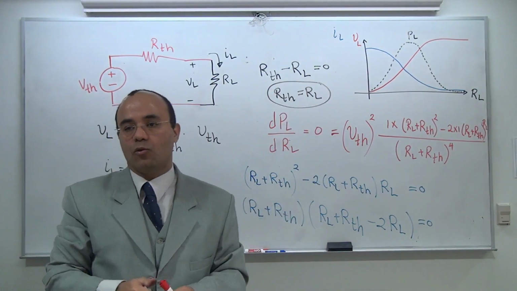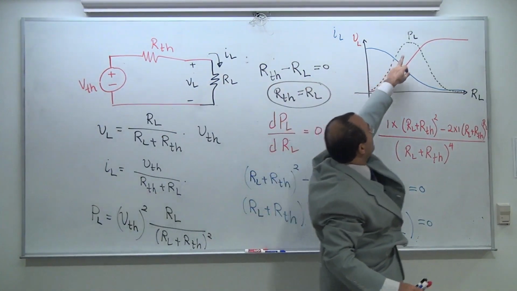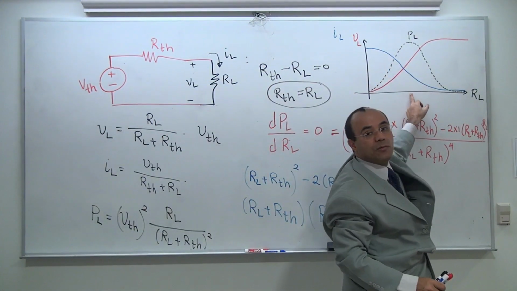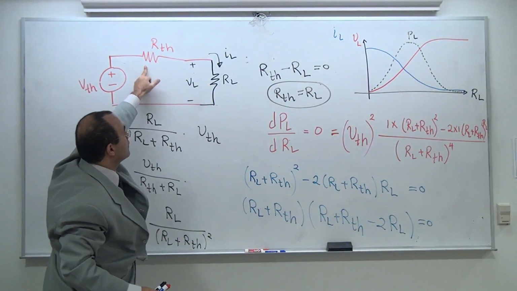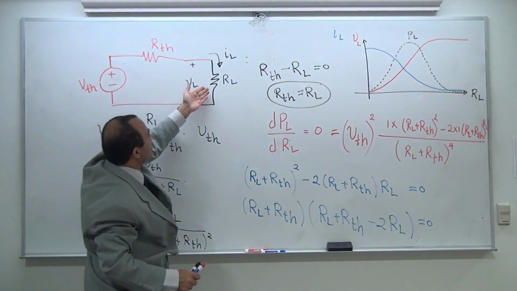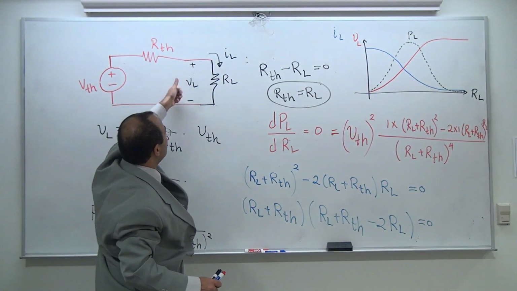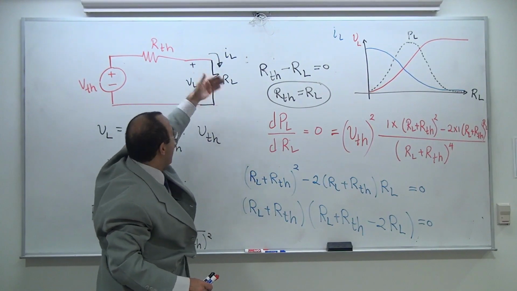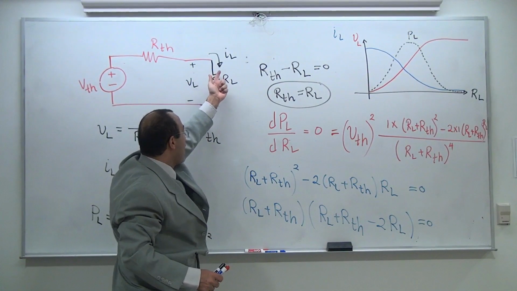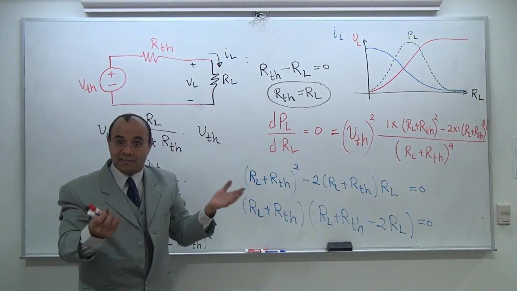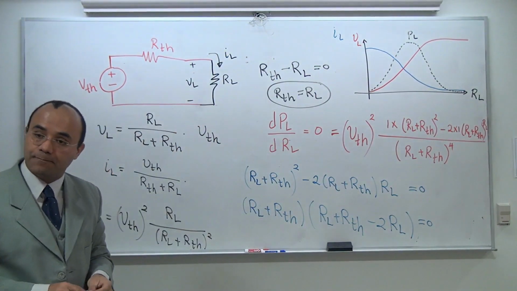That's the key conclusion. The key conclusion is this. If you want to have the maximum power transfer, RL needs to be R Thevenin. I need these two to be the same. You might be surprised, but as you increase RL, while VL is going up, IL is coming down. As you decrease RL, while basically IL goes up, VL comes down. That's the balance. The balance point would be RL is equal to R Thevenin.